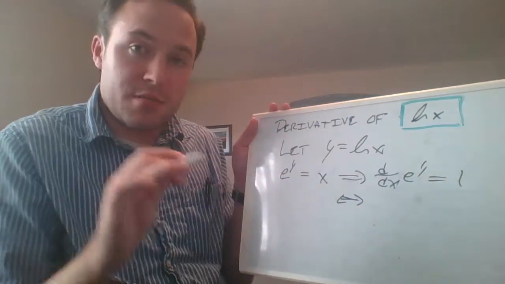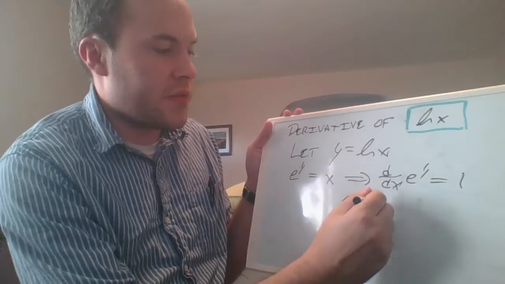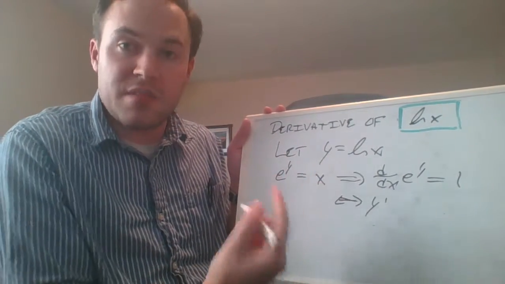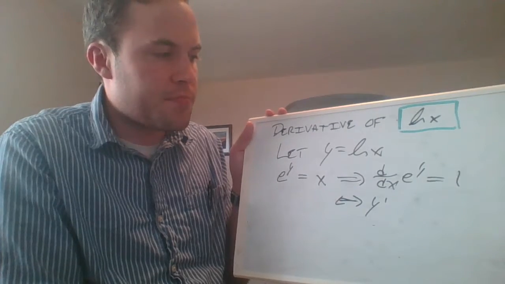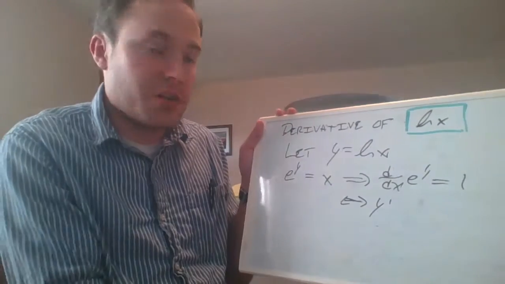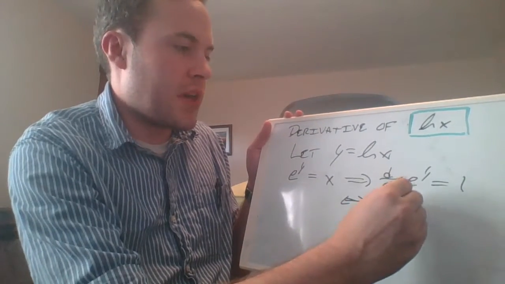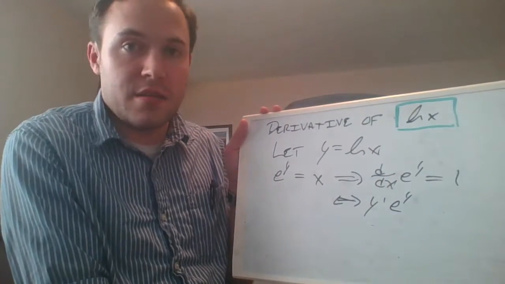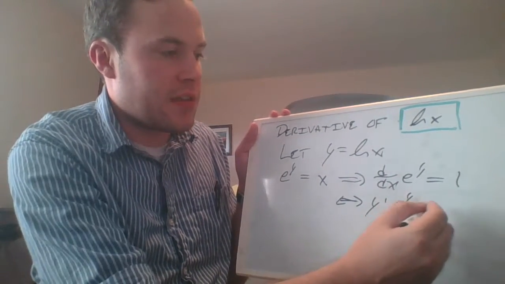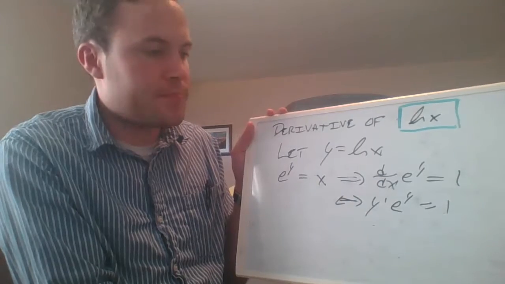The derivative of the inside function is going to be the derivative of y. That's y prime. And if you look back at the top, that's really the thing that we're after, is y prime. And the derivative of the exponential function is itself. And remember that whatever's upstairs has to stay there. All right, so it's going to be y prime e to the y on the left-hand side. And that's equal to 1.